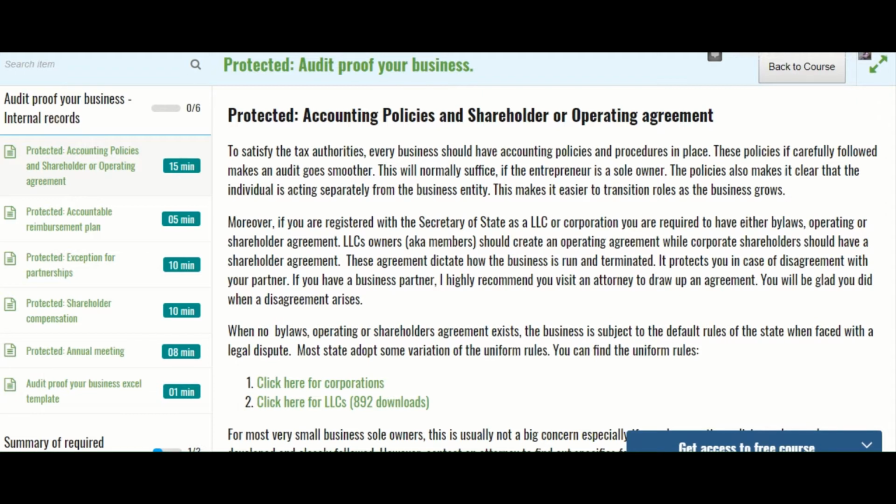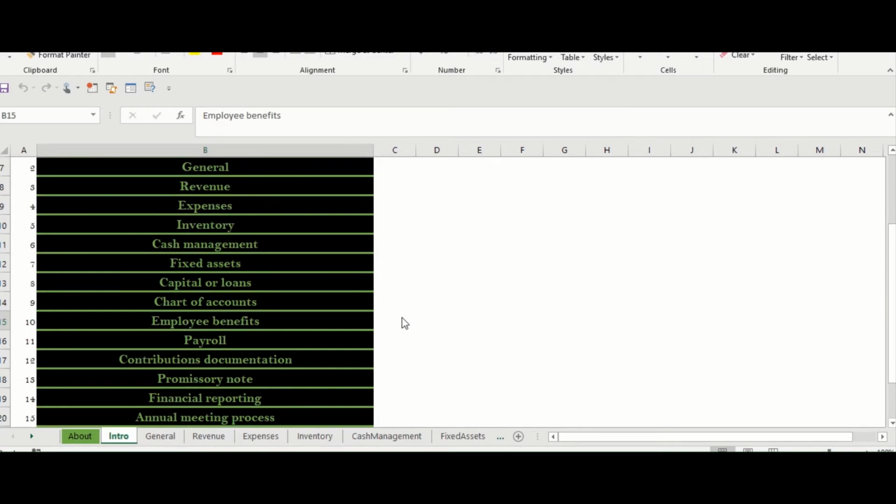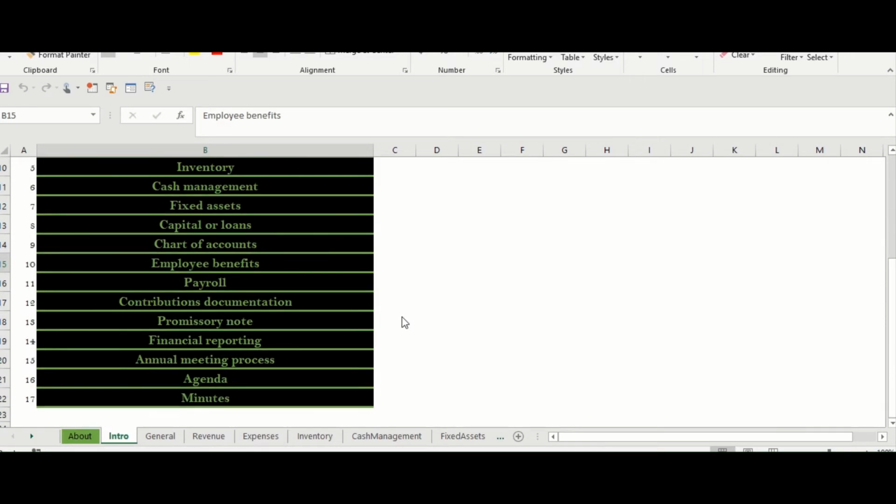Now there are those requirements, and there are some policies that are not required, but are recommended because in the case of an audit, if you have a policy that you follow, it makes the audit flow a lot smoother. Now we're going to talk about policies you have in place for revenue, expenses, inventory, cash management, fixed assets, capital loans, and employee benefits, payroll, contributions, promissory notes, financial reporting, and your annual meeting process.